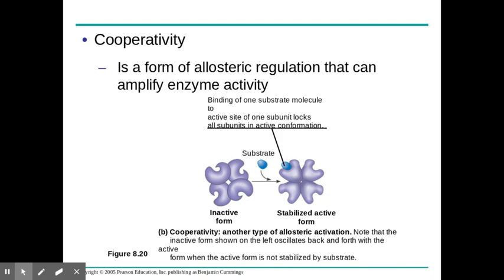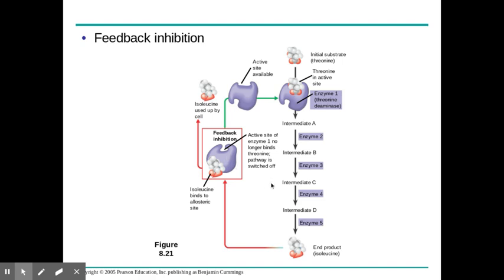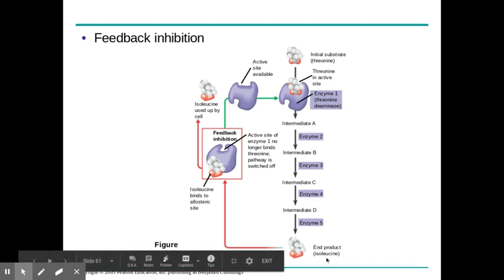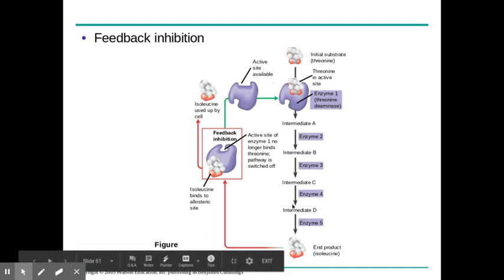Sometimes we can have what's called cooperativity. This is a form of allosteric regulation that can amplify. Again, it's going to encourage this to happen. We can have what's called feedback inhibition, which is when the end product turns it off. So once we have it, it's basically what I think of with this is it prevents the cell from wasting resources. Once we have enough, it stops the process. So the end product, in this case isoleucine, which is an amino acid, it's going to turn off the process. Once you have enough isoleucine, we don't need more. We don't want to waste resources. It's going to turn off the process.